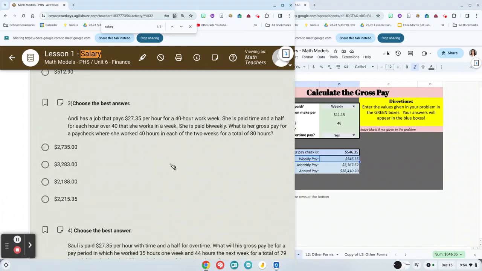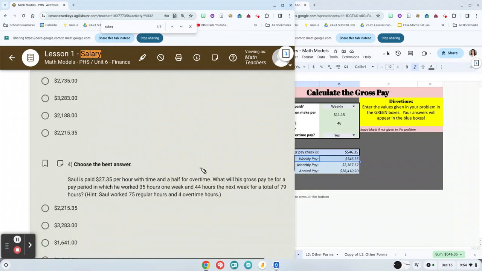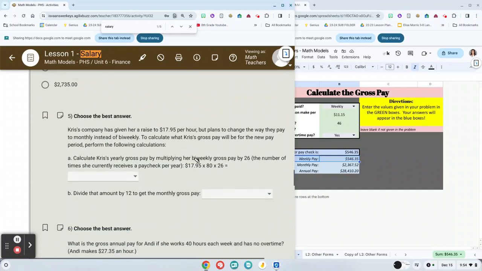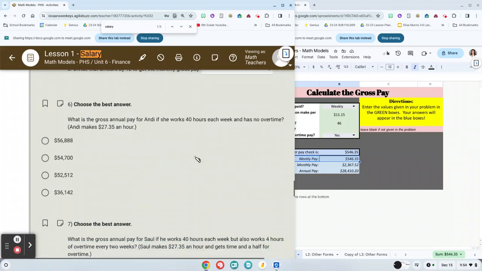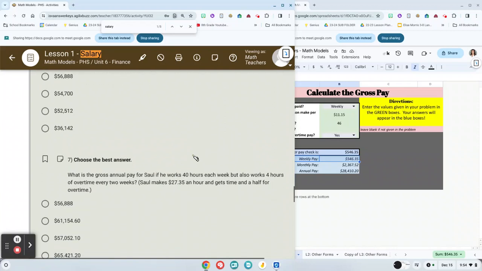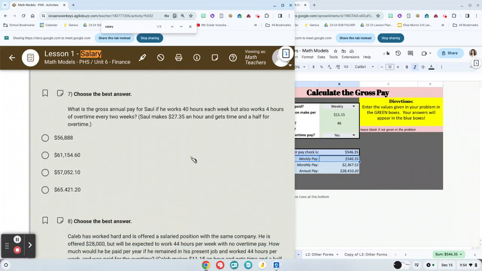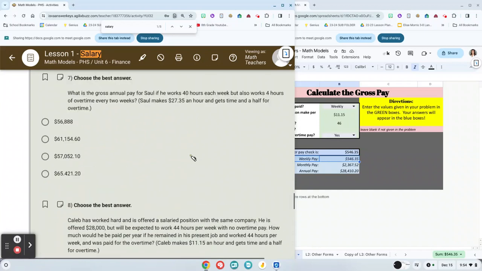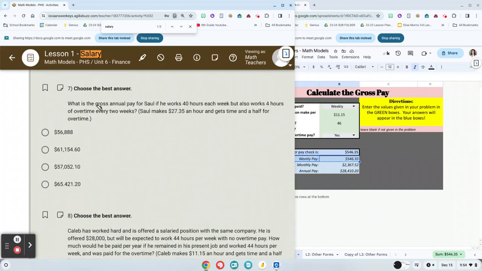All right, so you can practice with these. I was going to do this one, number 7. Okay, what is the gross pay? So you're thinking, oh, gross pay. I'm going to use that cool calculator. Annual means for the year. For Saul, if he works 40 hours each week, but he also works 4 hours of overtime every 2 weeks, Saul makes $27.35 an hour and gets time and a half.